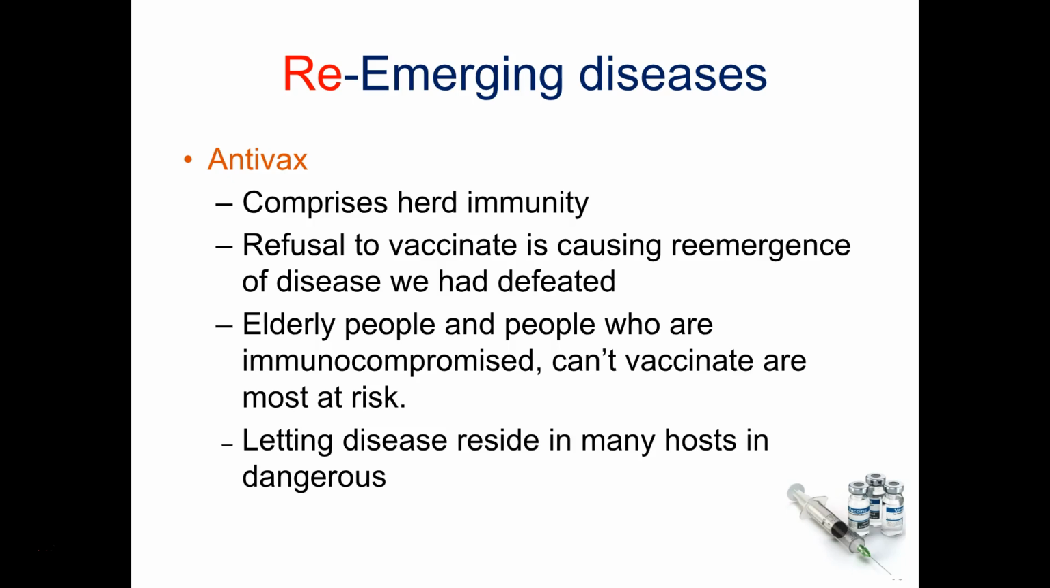However, if you have even a small percentage of the population that is not immune, the disease is going to be able to mutate. The disease is going to be able to spread through the population because a few people have it. And that's why refusal to vaccinate causes the reemergence of diseases that we had gotten rid of. Elderly people, small children, people who are immunocompromised, who cannot vaccinate are the most at risk of these diseases because, again, they get into the population, they mutate, and then they get to people who are unable to protect themselves.